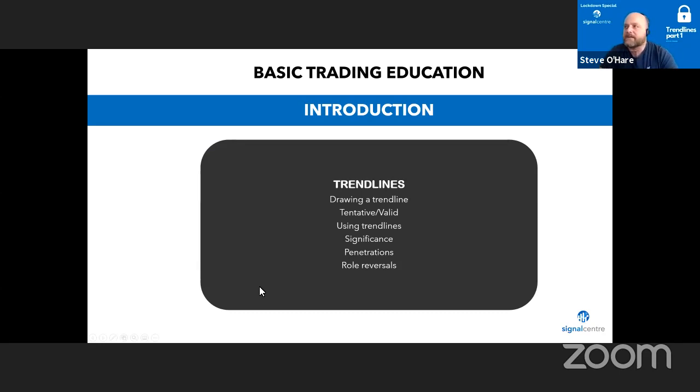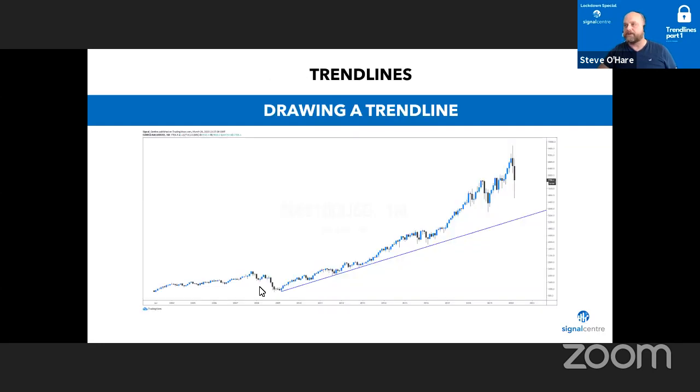The presentation is going to take place over a number of slides. We're going to talk about drawing a trend line first. And then we'll move on to what a trend line actually is and when it's validated. So basically a tentative trend line, which is 2 points, and a valid trend line, which is 3 points. I'm going to talk about using trend lines for trading and how significant each trend line can be. And then we're talking about when trend lines are penetrated, what the outcome is, and also role reversals of trend lines. So let's move on to just show you a chart here.